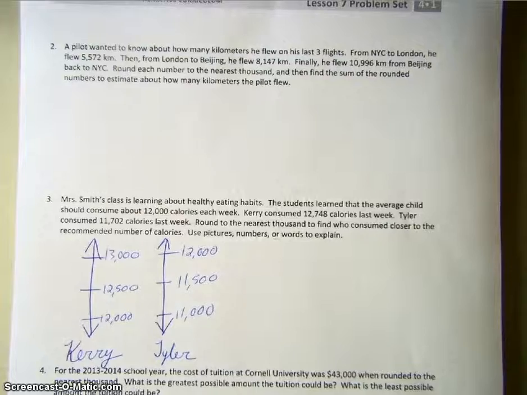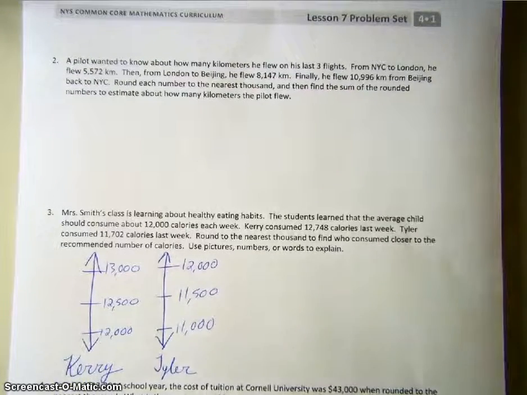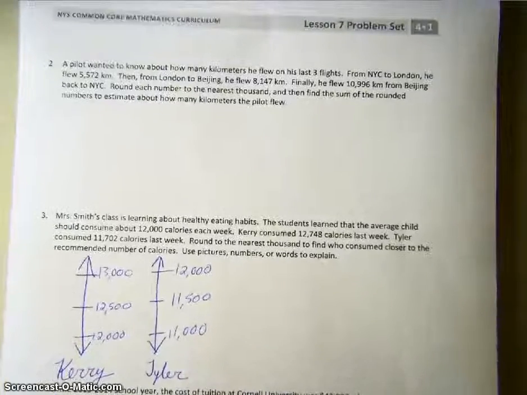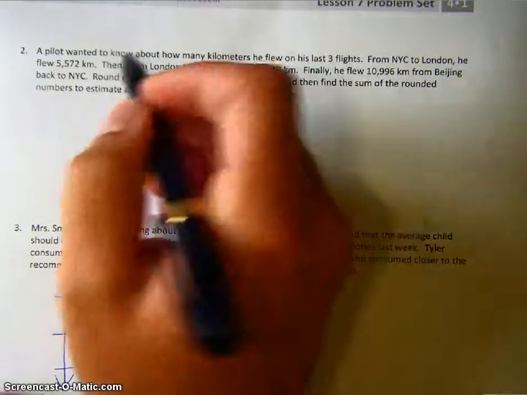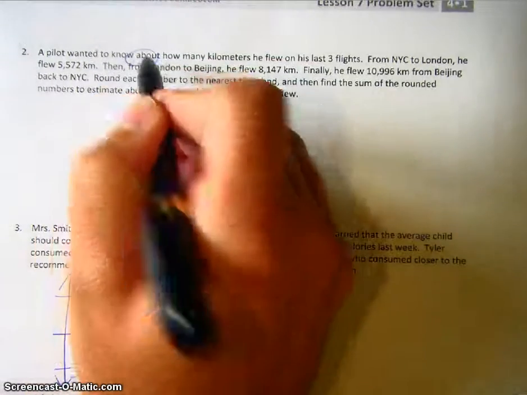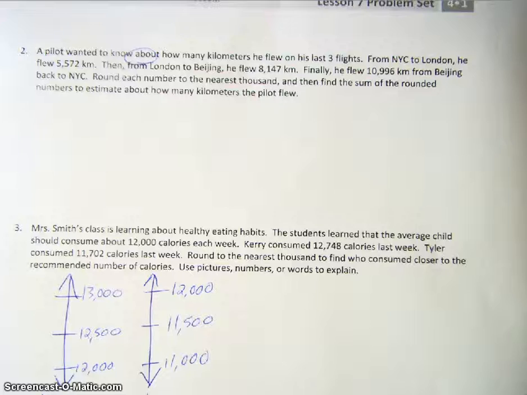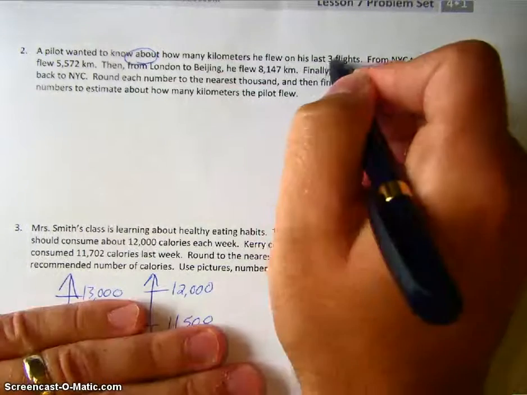Okay, so number 2, a pilot wanted to know about how many kilometers he flew on his last 3 flights. Okay. Keyword here is about, so we don't need an exact number, we need an estimate or a rounded number. Okay. And we have 3 flights.